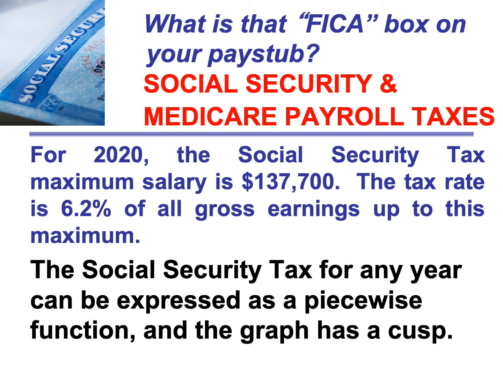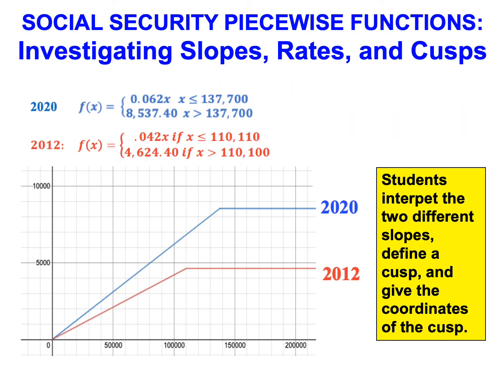The Social Security tax had a maximum salary of $137,700. The tax rate for that year is 6.2% of all gross earnings up to and including $137,700. The Social Security tax for any given year can be expressed as a piecewise function, and the graph of that function has a cusp. The piecewise function in blue represents the Social Security function for 2020.